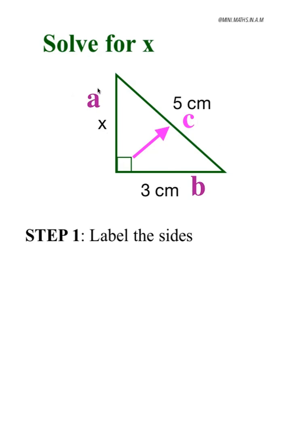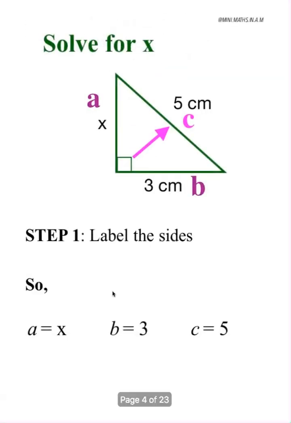So for this question, I'm saying X is A and B is 3. And then what I've got here is just this written out. So we see A is X, because they're next to each other there. B is 3, next to each other here. And 5 is C.